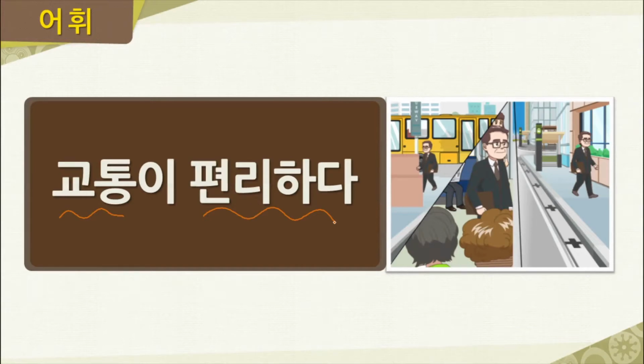Now, let's say the bus stop is close to Mr. Lee's home. The subway station is also close. So you can see for Mr. Lee, near his house, the transportation is convenient. So we say this phrase right here, 교통이 편리하다. So let's go ahead and say that one more time. 교통이 편리하다.